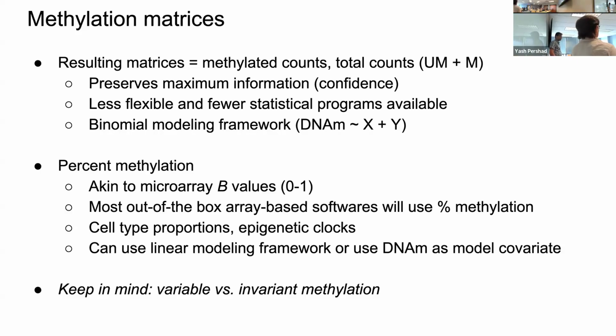And a lot of out-of-the-box software that you're going to be using if you want to employ a previously generated epigenetic clock is all based on percent methylation. So there's a lot of reasons to have these three matrices. Also cell type proportion estimations are almost always going to be based off of percent methylation. This also is really easy to input into a linear modeling framework because you just have one vector of numbers for that given CpG site.